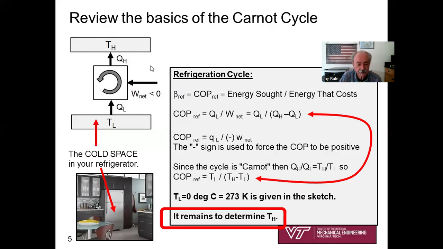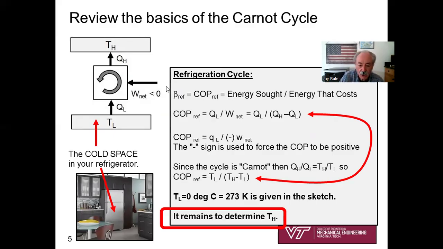Okay, so what's the visualization of this schematic? The visualization for a refrigerator is recognizing that TL is the cold space, like the cold space inside your refrigerator. The objective of a refrigeration cycle is to transfer heat from the inside of your refrigerator to the surroundings, to your kitchen. And you realize that you've got to invest some power. You've got to plug your refrigerator into the wall to get electric power to run your refrigerator.